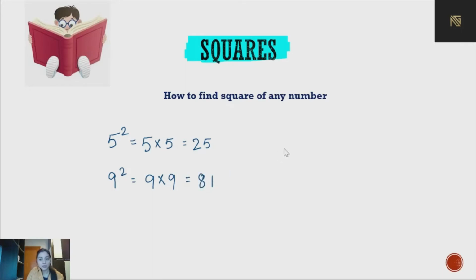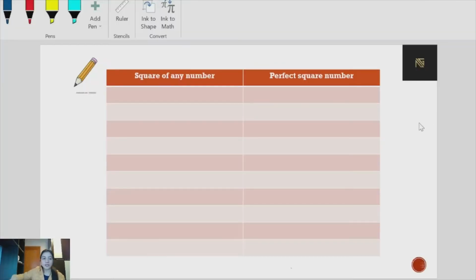Square of one more number, suppose I want to find the square of 10. It will be 10 times 10, nothing else. And our result will be 100. Clear? And now we know how to find the square of any number.